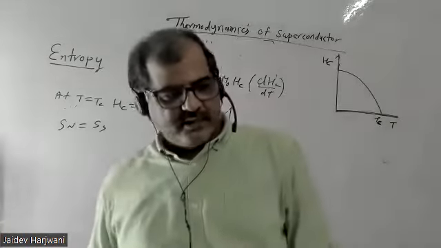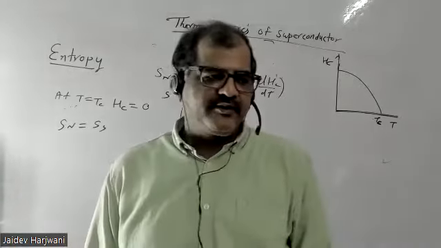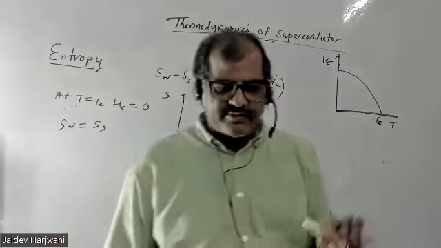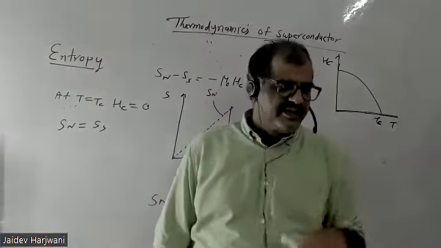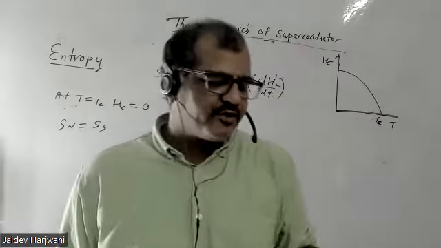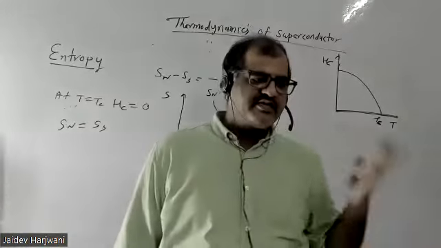Can anyone tell why entropy is linearly decreasing? The entropy is 0. I know T is equal to 0. Entropy should be 0. That is the third law of thermodynamics. Okay, but it is linearly decreasing. So if you want to see the variation of entropy with respect to temperature, you always see the variation of specific heat with respect to temperature.